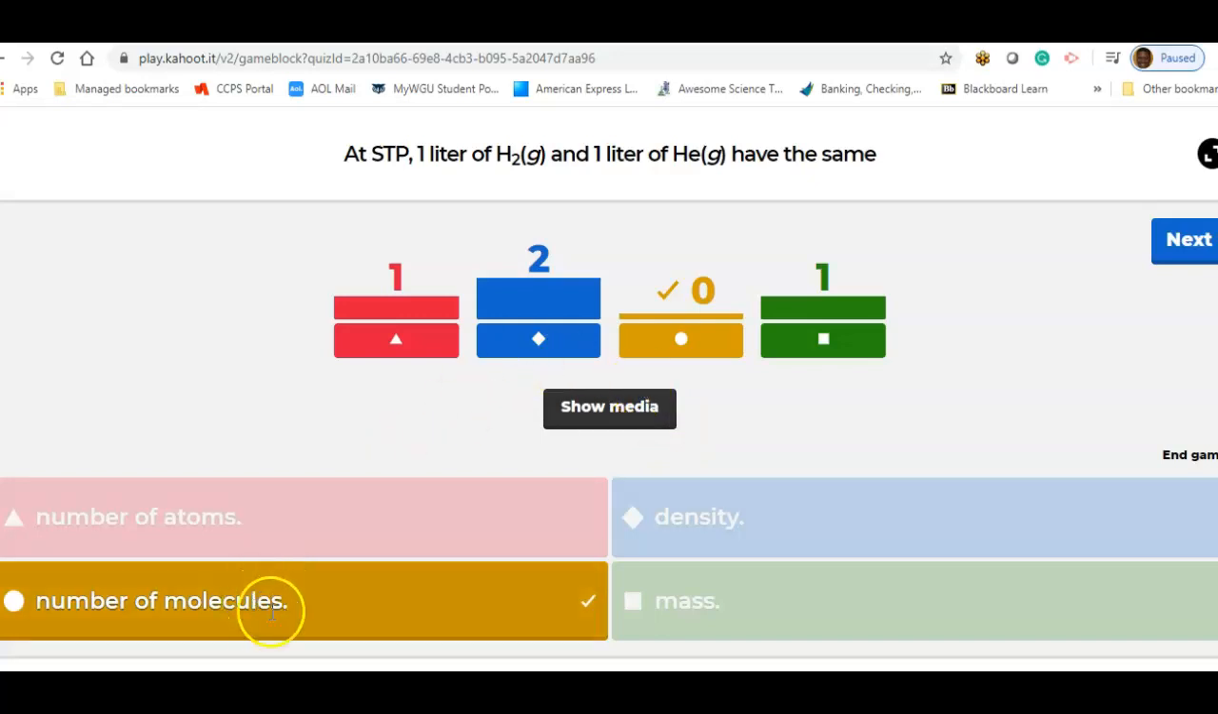It's number of molecules. Number of atoms will refer to hydrogen being 2 atoms, that is H2. Helium is 1. So they don't have the same atoms. We're not talking about Avogadro's number now. We're talking about the number of atoms here. Hydrogen is 2, helium is 1. They don't have the same density, and the mass, of course, is not the same. This is 2 grams, and this is 4 grams. All right?